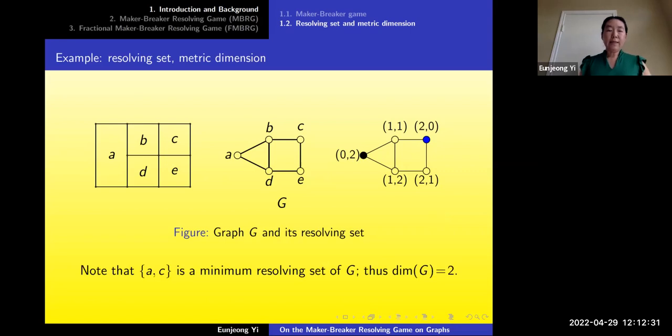So the set consisting of vertices A and C is in fact a minimum resolving set of the graph. As I said earlier, with one sensor installed, it's impossible to exactly locate where the fire broke out. Another thing worth mentioning is that the metric dimension of a graph is 1 if and only if the graph is a path. This is a well-known result. Therefore, in this case, the metric dimension of this graph equals 2.